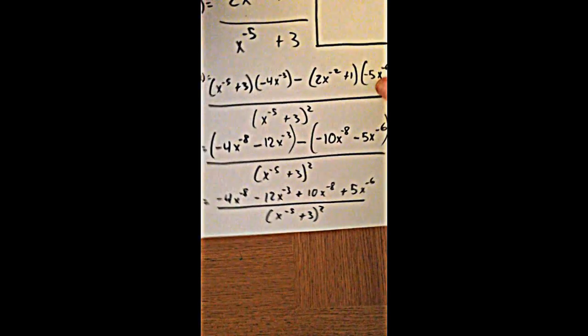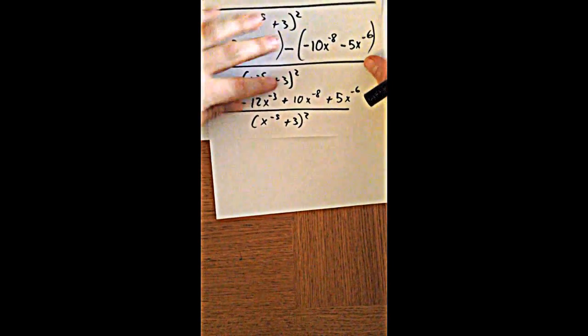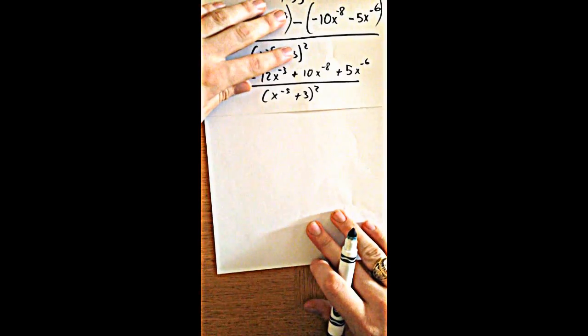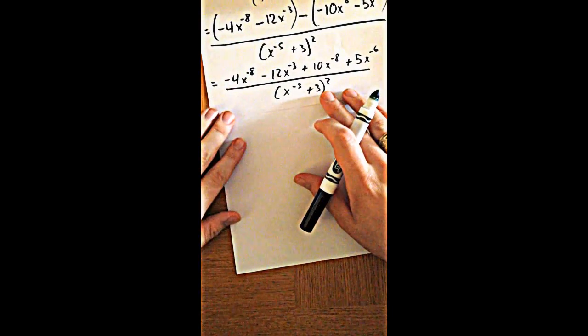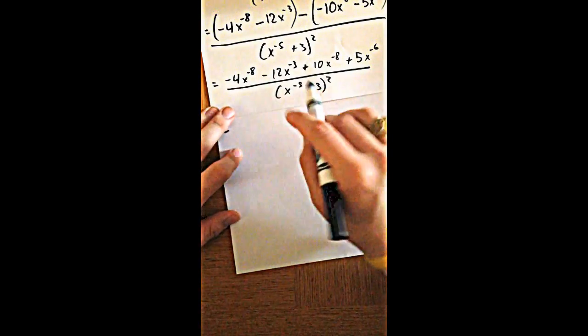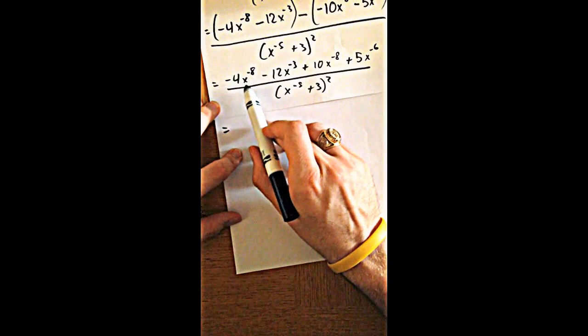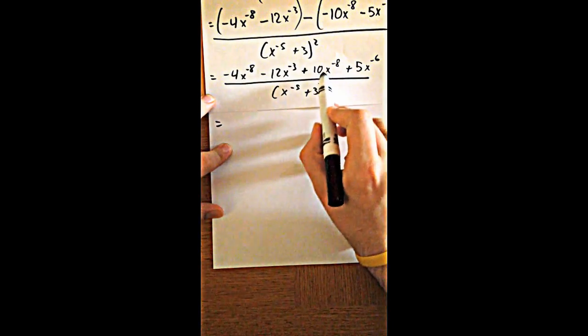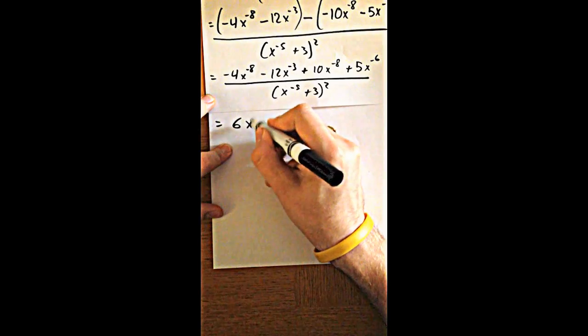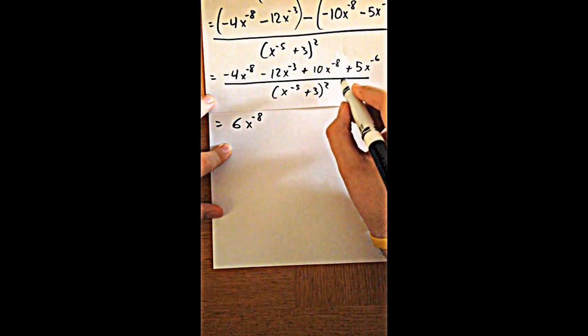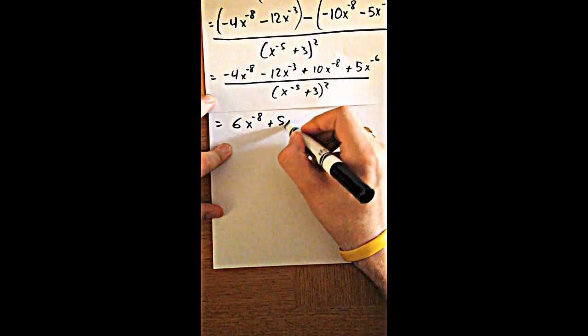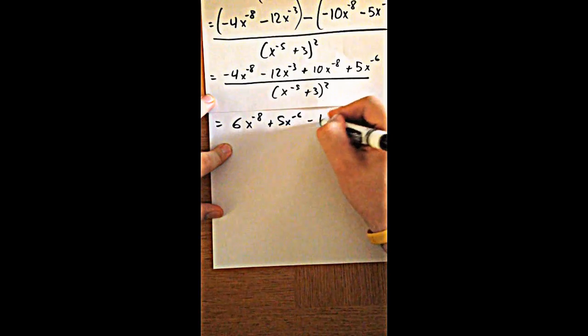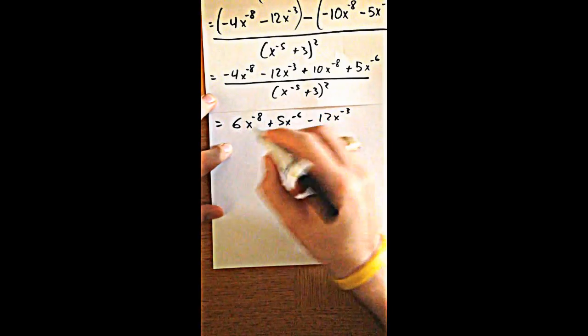So, continuing on with this problem, we'll go ahead and combine like terms. We have negative 4x to the negative 8, and we have a plus 10x to the negative 8th. So 10 minus 4 becomes 6x to the negative 8th. Then we'll have plus 5x to the negative 6th, and then minus 12x to the negative 3.